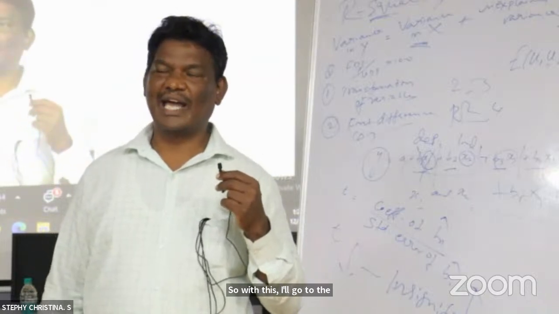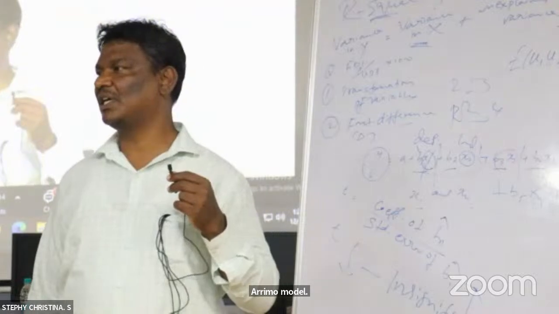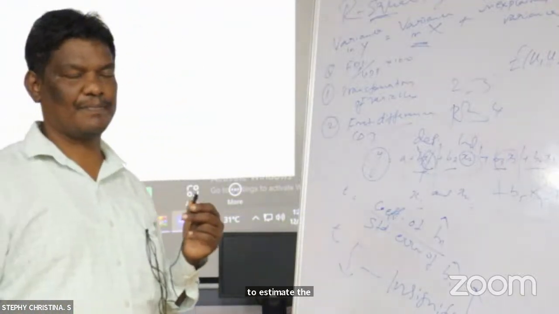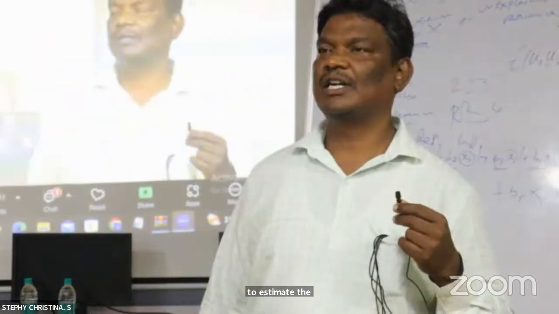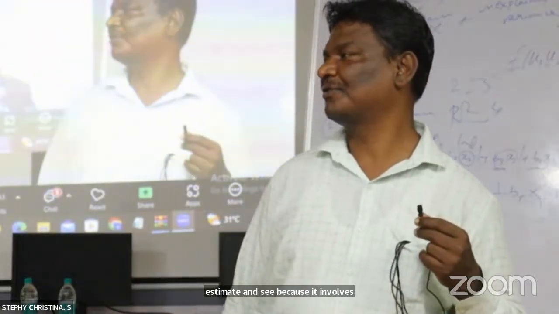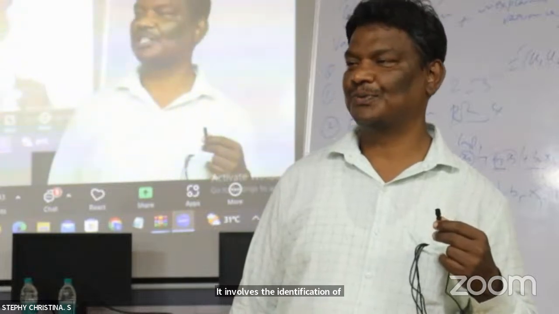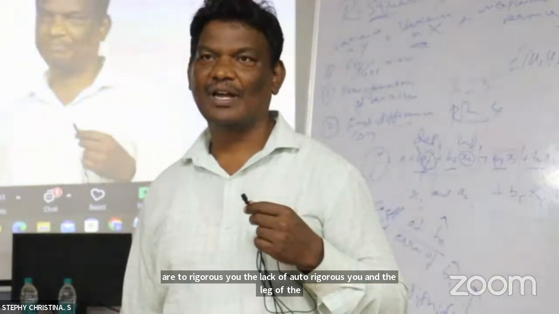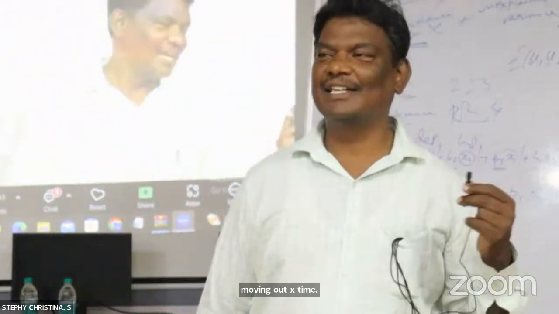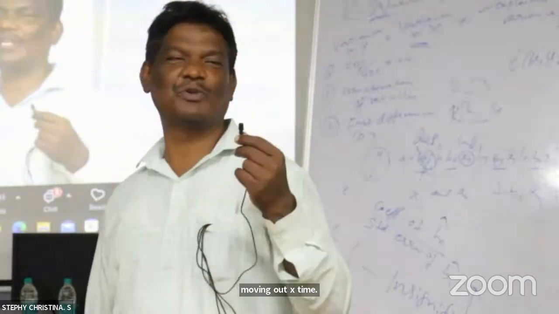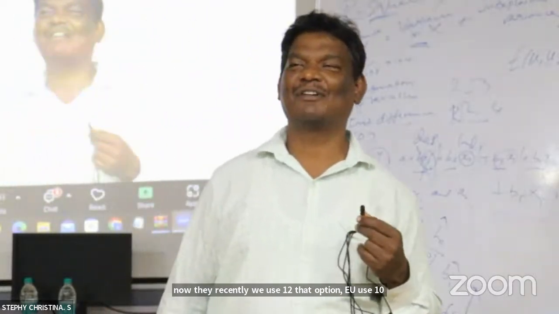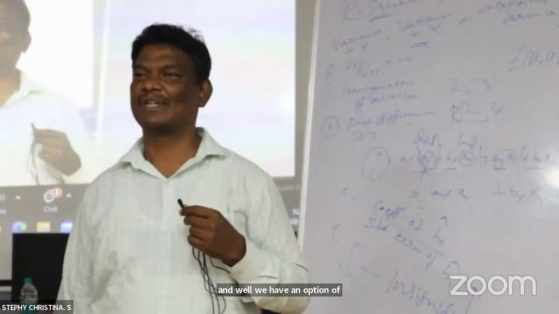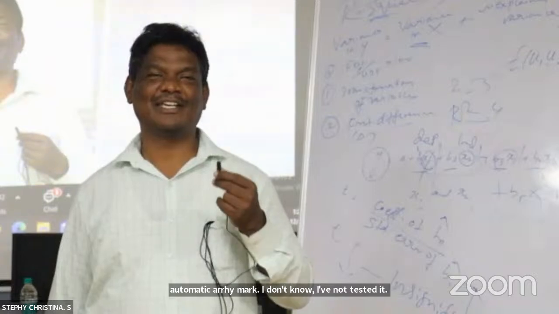It takes time to estimate, because it involves the identification of the auto-regressive lag and the lag of the moving average. Recently, in EViews 10 and 12, we have an option of automatic ARIMA. I haven't tested it. Previously we used to detect the appropriate P and Q.